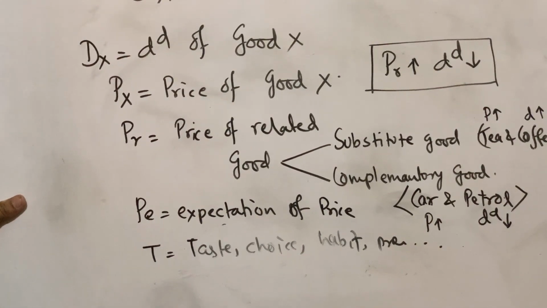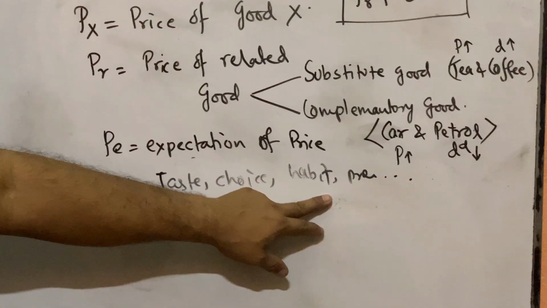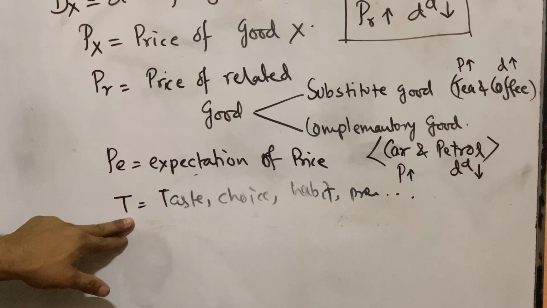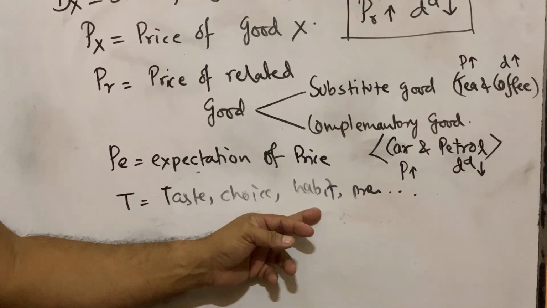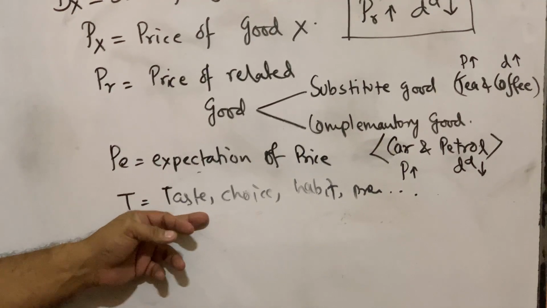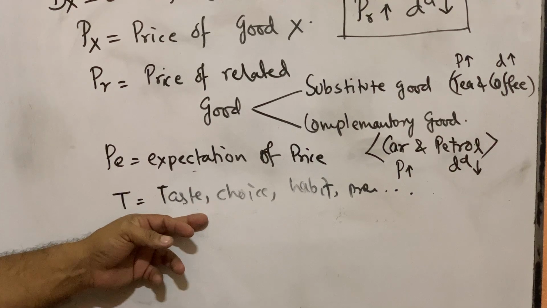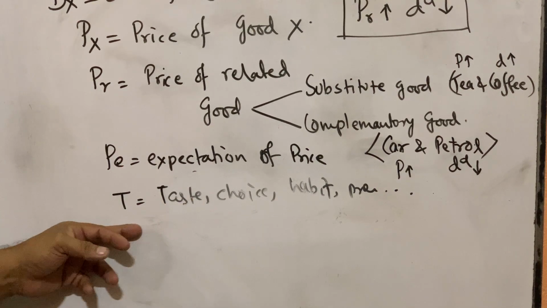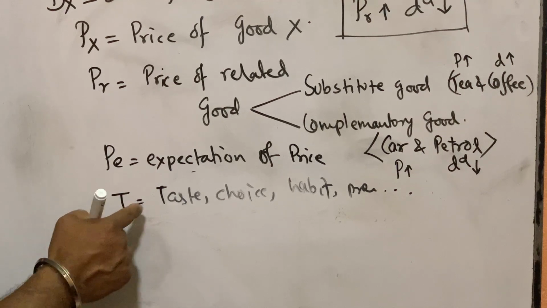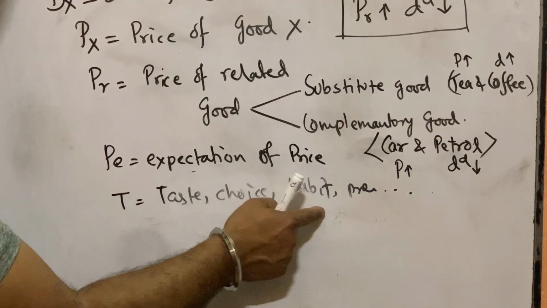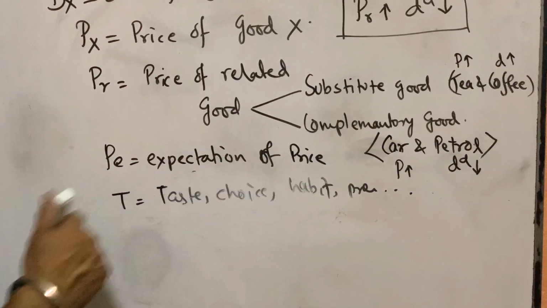Suppose habit, if a person is habituated to smoking, whatever is the price of the cigarette, his demand may not change, or his demand may be less. In case of choice or preference, if we prefer a branded item, then whatever is the price of the good, we will purchase the branded item. Here price is not affecting the demand. Here demand is affected by the taste, choice, consumer's preference, like that.